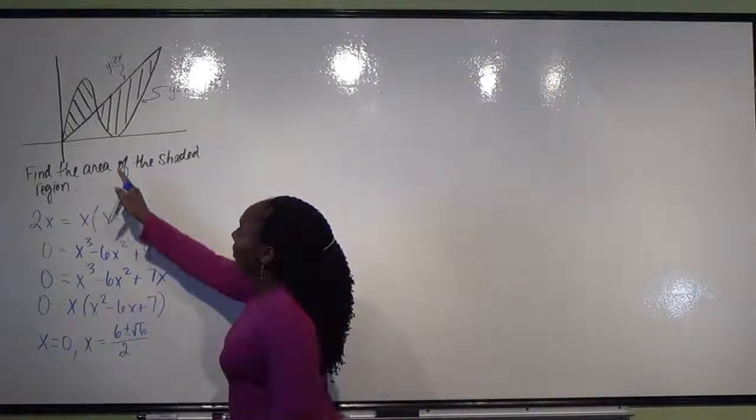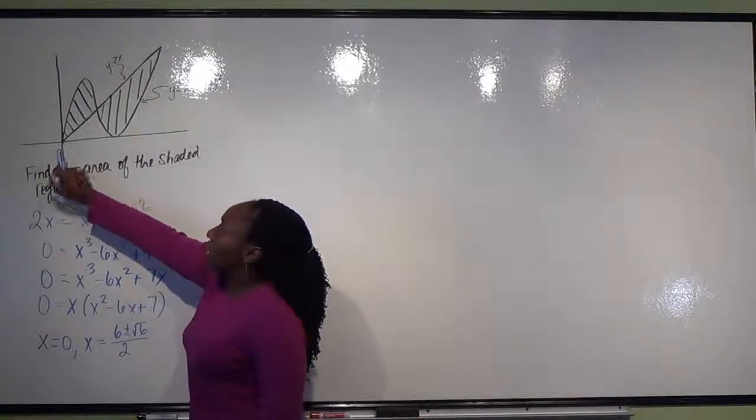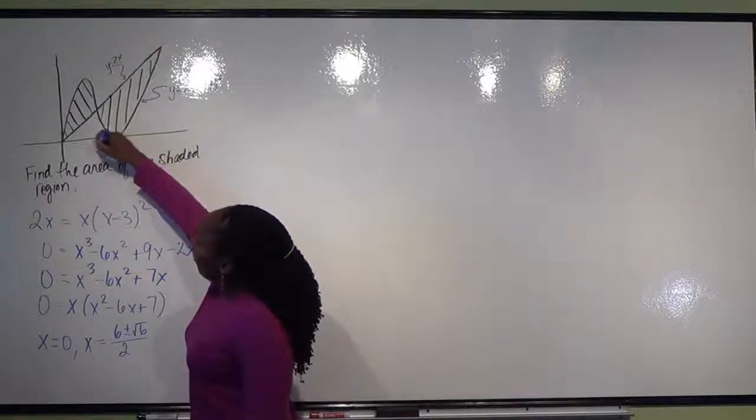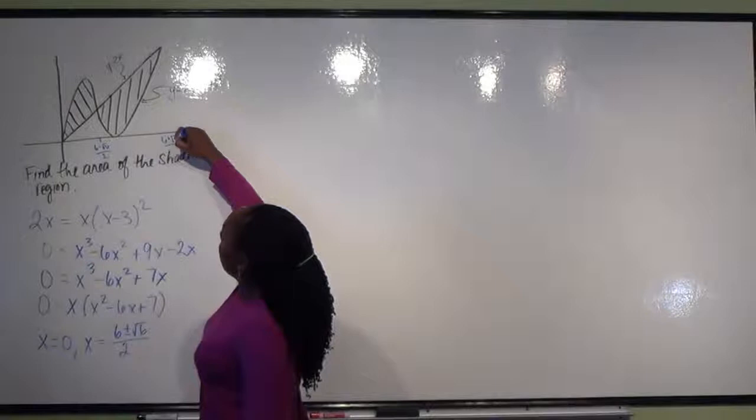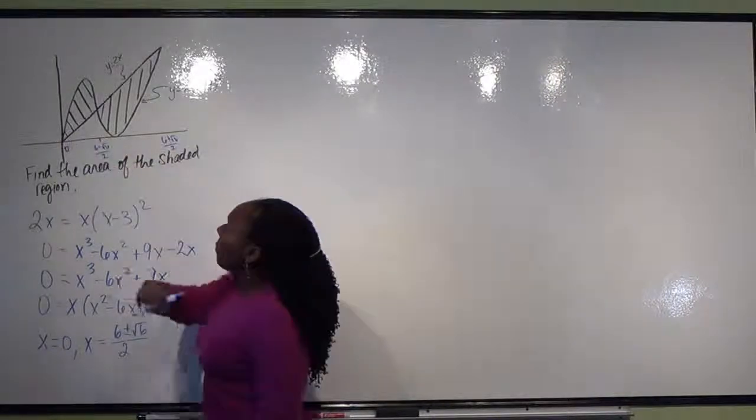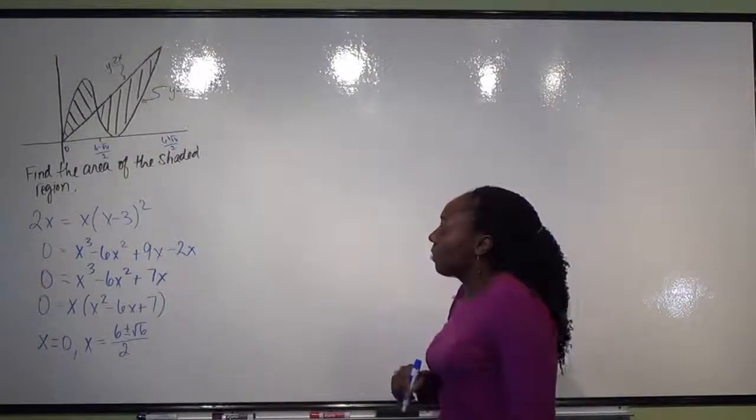Okay, and on here we can see there's our x equals 0. This one here will be (6 minus root 6) over 2, and this one will be (6 plus root 6) over 2. So there's our three intersections.